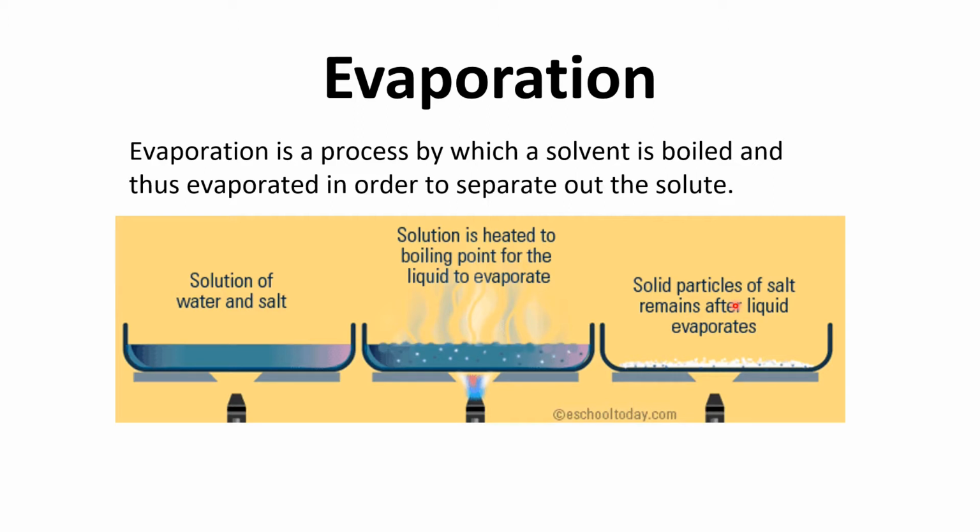For example, if we are talking about a solution of water and salt, we will heat the solution, the water will change into water vapors and we will be left with the salt at the end. Here you can see that the solid particles of salt remain after the liquid evaporates. This is the easiest technique, in which there is no requirement of special apparatus. You just need a burner to heat up the solution and a beaker in which the solution is kept, and you will heat it and be left with the solute.